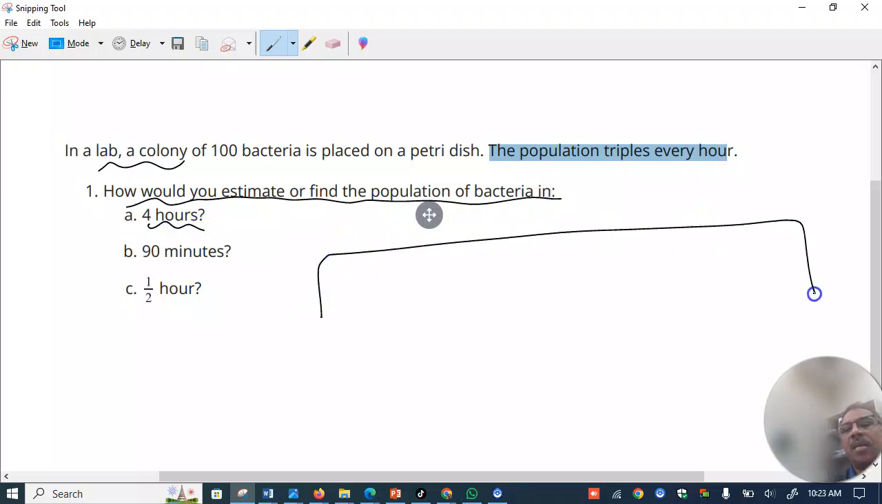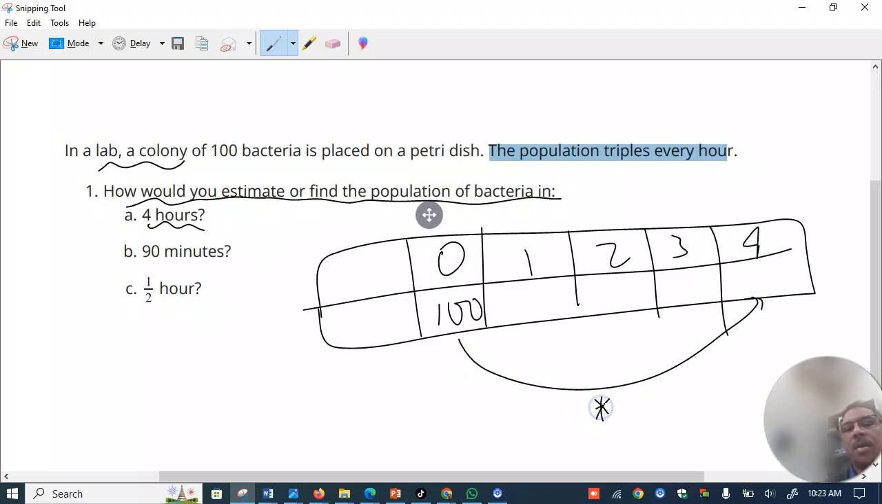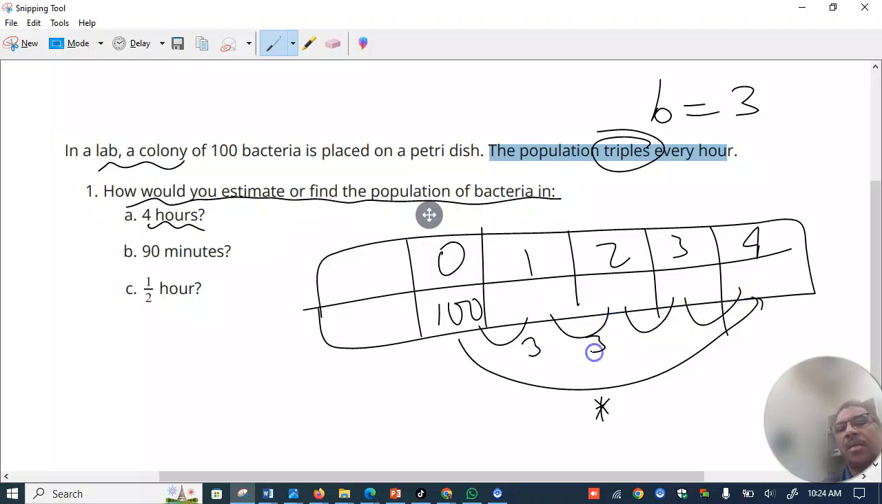We can easily do this by understanding that in the beginning there was 1, 2, and 3, and they're asking us what number. Because it triples, the growth factor B here is 3 every hour. So every time you multiply by 3, and it's just how many 3s you multiply. This is 3, 3, 3, and that's what it is asking us. So it means you are multiplying 3, 4 times.